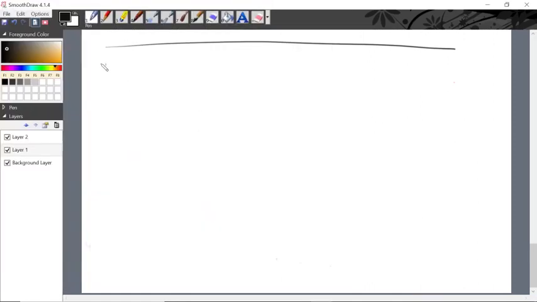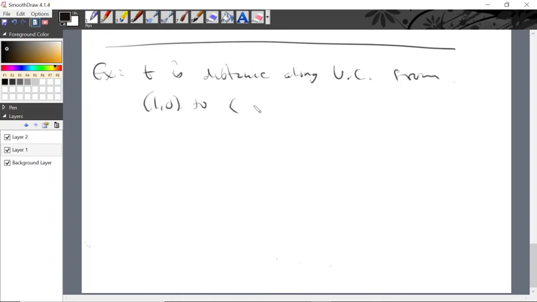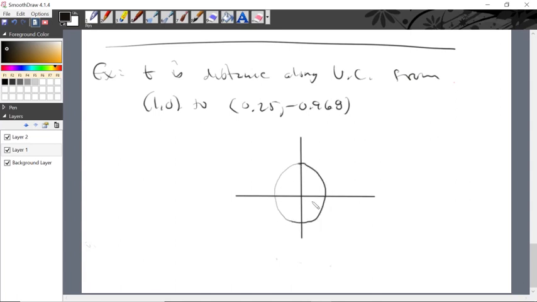So we have the unit circle, and t is the distance along the unit circle from the point (1, 0) to the point with coordinates (0.25, -0.968). Okay, so let's try and draw a unit circle here. Let's pretend that's the unit circle.